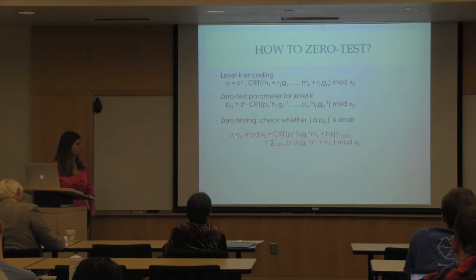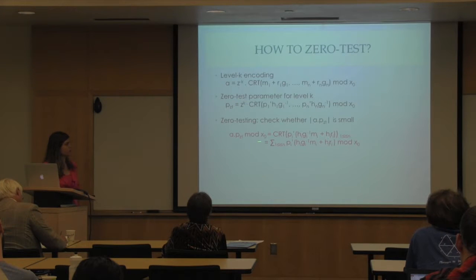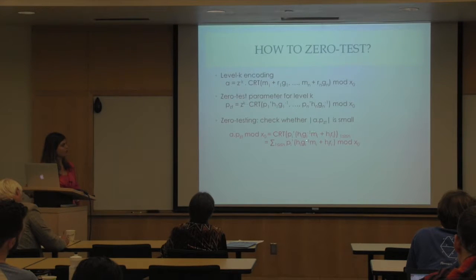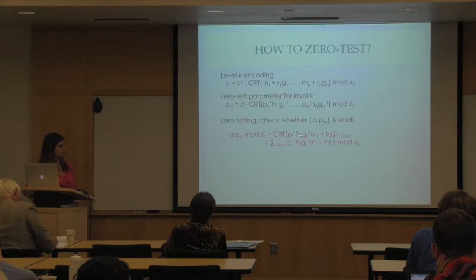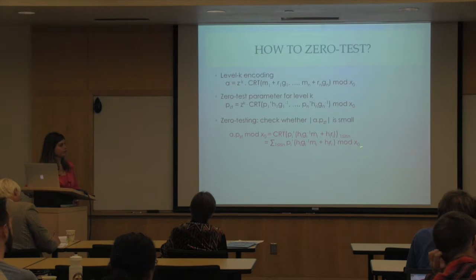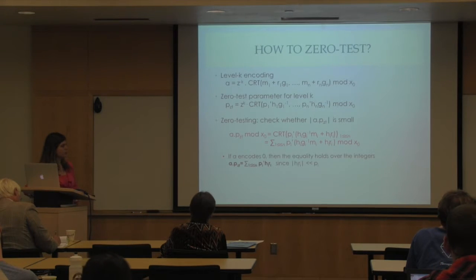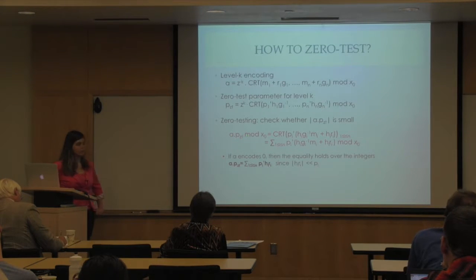So notice what happens when we multiply the zero test parameter and the encoding. Now we have a CRT of the product of the corresponding components. So it's of this form. Now we are using the property that if we have a CRT of values that are multiples of these p_i primes, we can just compute this as the sum of these values mod x0. So now this is what a times p_zt gives us.